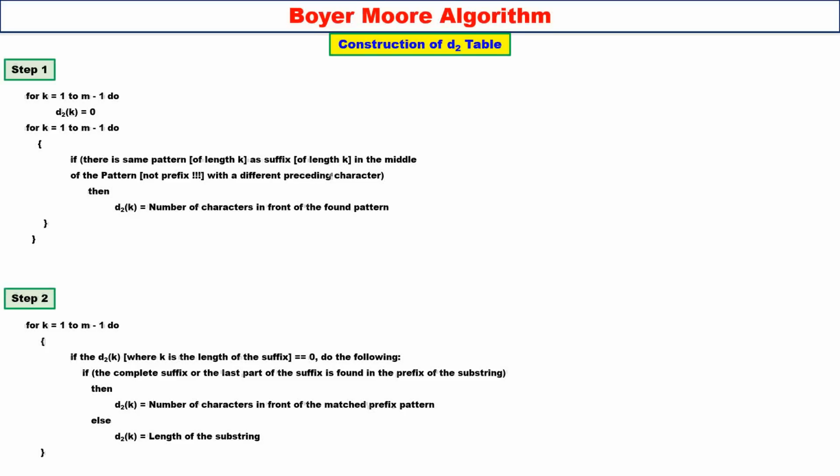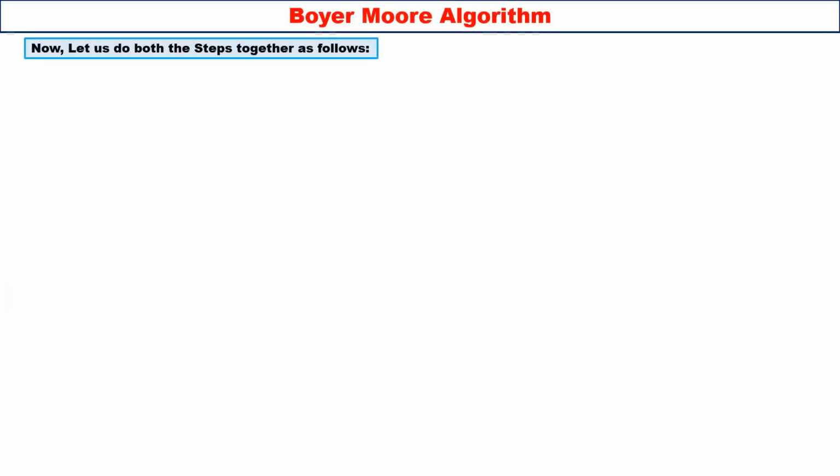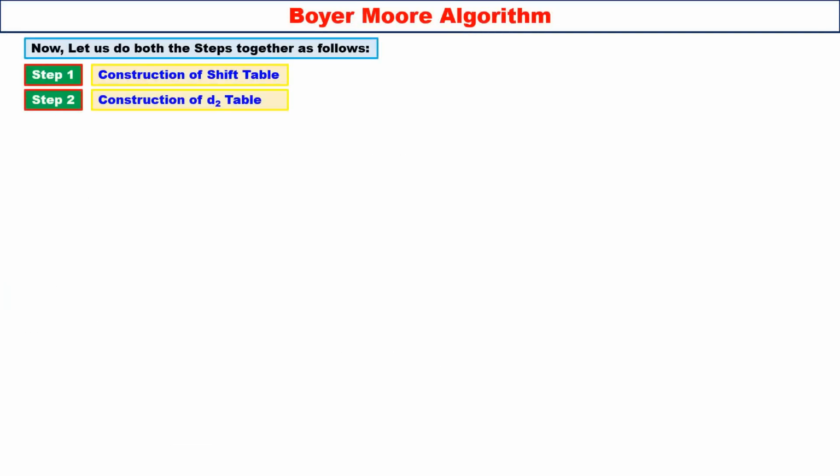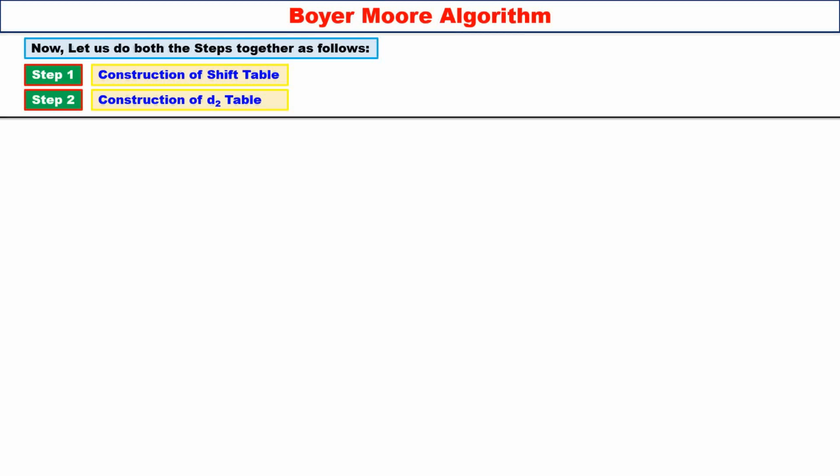Step 1 and step 2. I think it should be quite easy. Little confusing, but don't get confused. It should be quite easy. And construction of D2 table is very easy here. Let us do both construction of shift table and D2 table together.